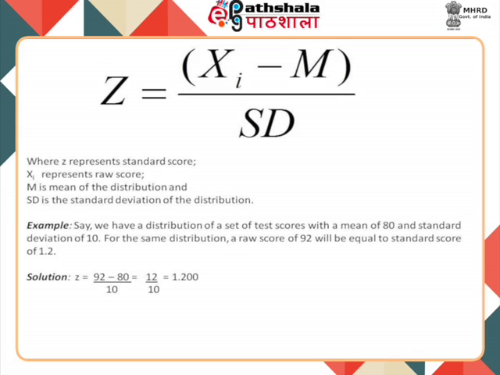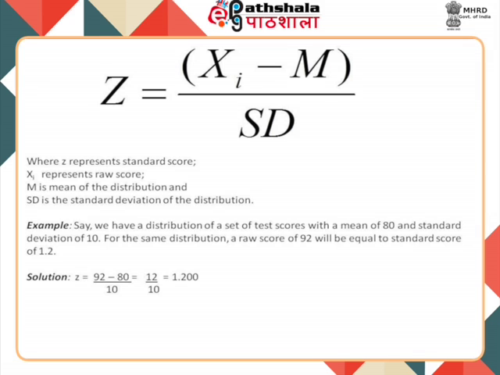Let's do an example to understand Z-score. Consider a distribution of a set of test scores having a mean of 80 and standard deviation of 10. For the given distribution, a raw score of 92 will equal a standard score of 1.2, as Z in this case would be equal to (92 minus 80) upon 10, which comes out to be 1.2.